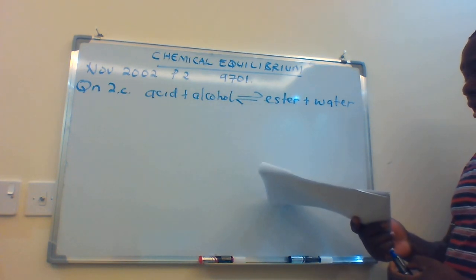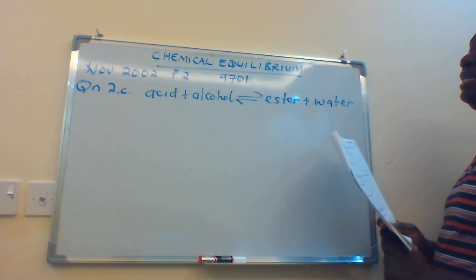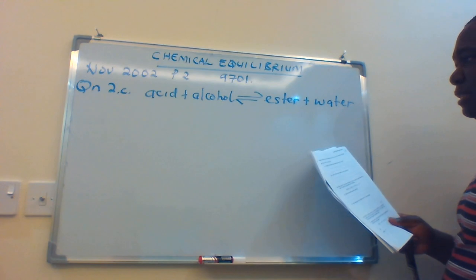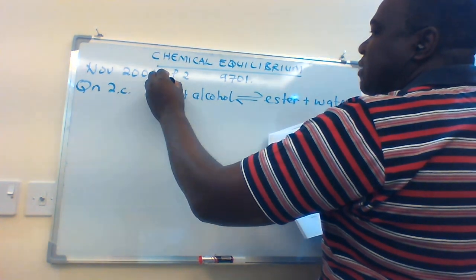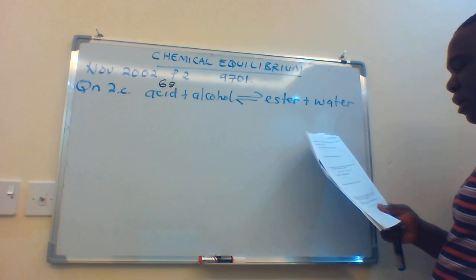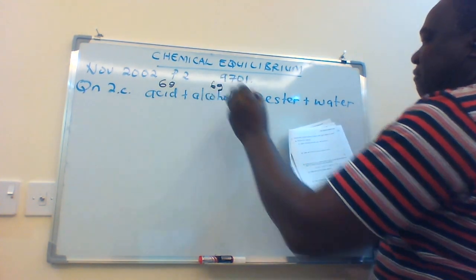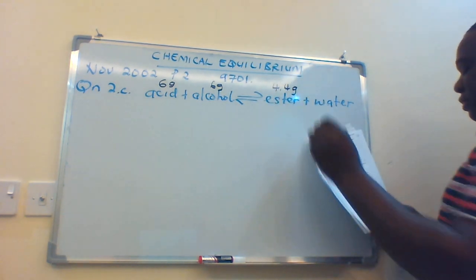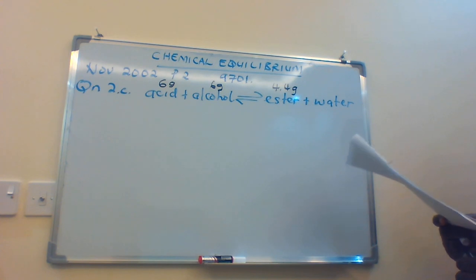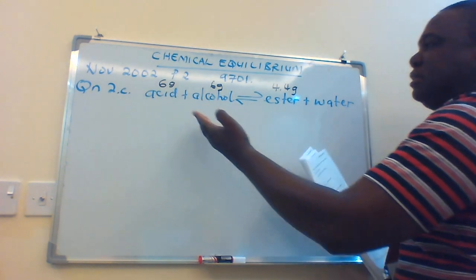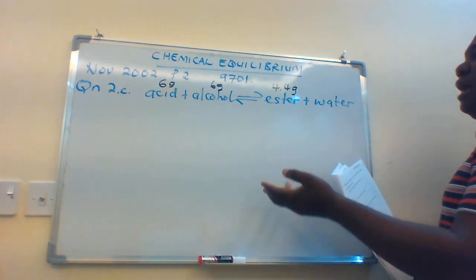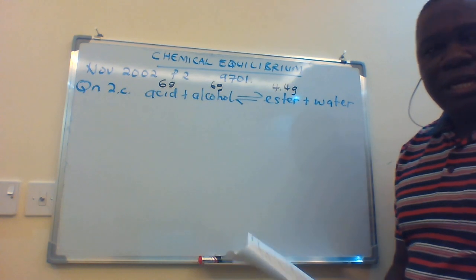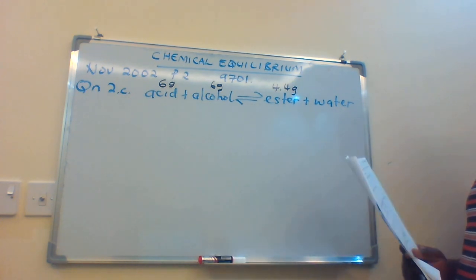According to this question, the examiner for this particular year decided to give not moles, but masses of substances that were being mixed. For instance, 6 grams of the acid was mixed with 6 grams of the alcohol and 4.4 grams of ethyl ethanoate. In actual fact, you are mixing acid 6 grams, alcohol 6 grams, and 4.4 grams of ester, no water, and then the mixture is allowed to come to a dynamic equilibrium.